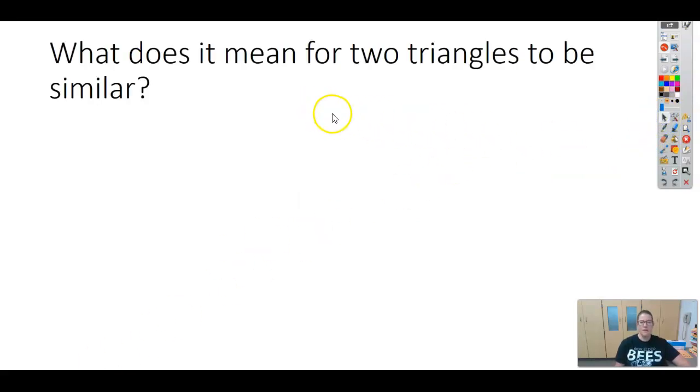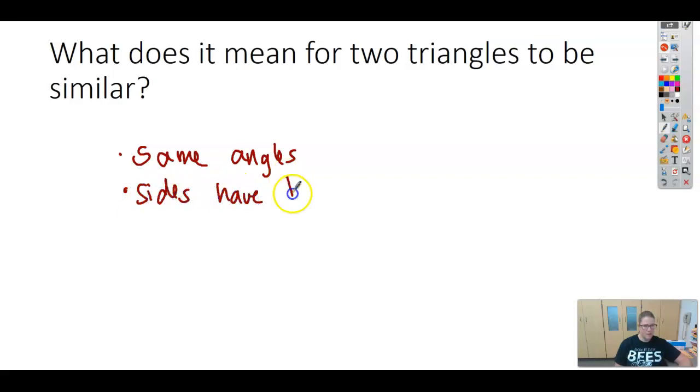Okay, what does it mean for two triangles to be similar? If two triangles are similar, that means they have the exact same angles. So all three angles would still be the same. And it means that all of the sides would have the same ratio. In other words, they've all been multiplied by the same scale factor.